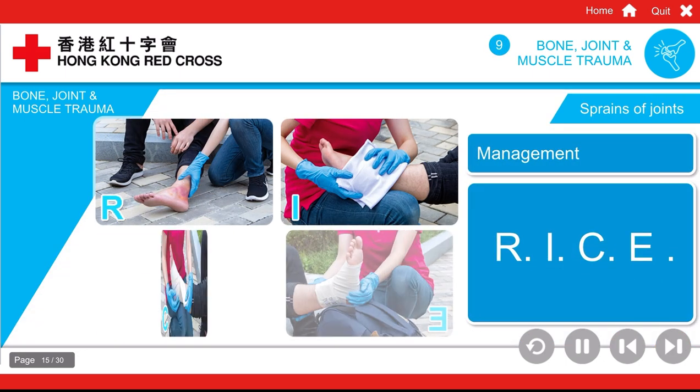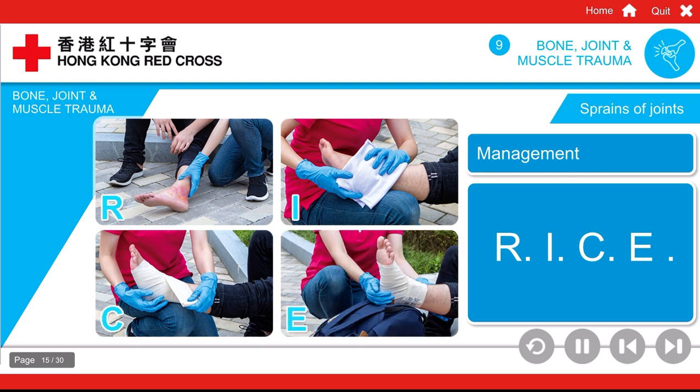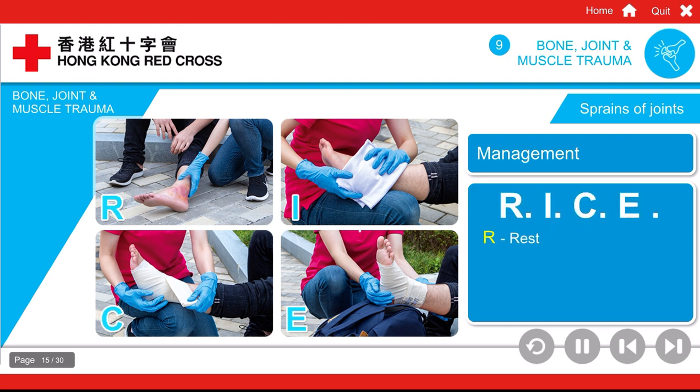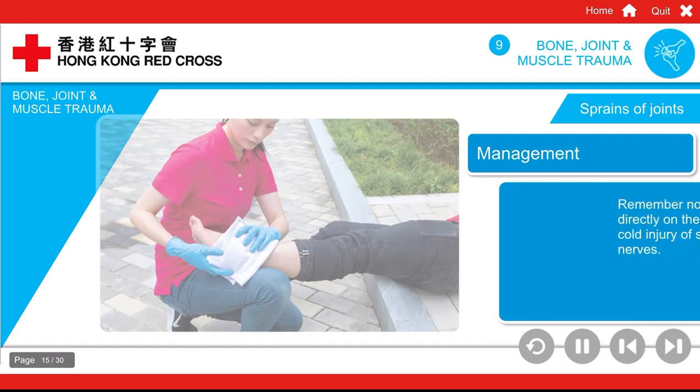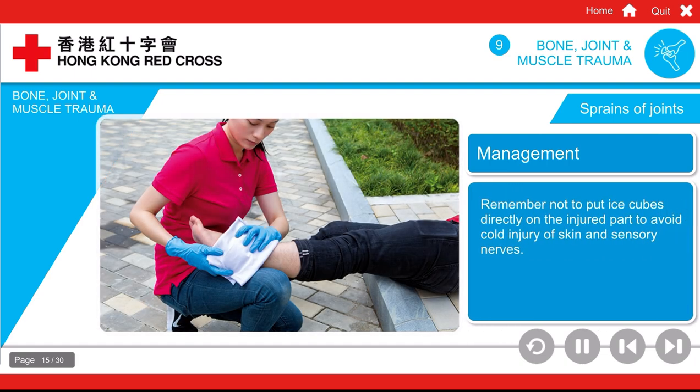The management of sprains is the same as that of muscle strains, which is RICE. R for rest, I for ice, C for compression and bandaging, and E for elevation to prevent swelling. Remember not to put ice cubes directly on the injured part to avoid cold injury of skin and sensory nerves. Cold therapy should not be applied for more than 20 minutes.